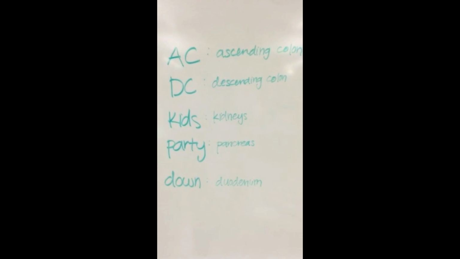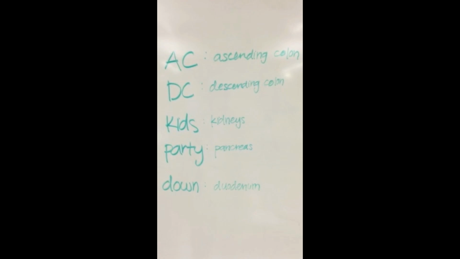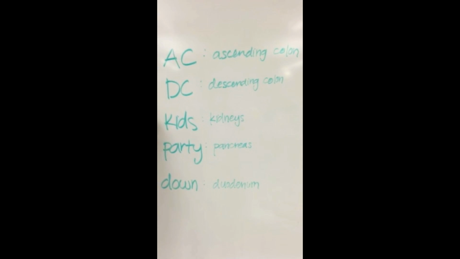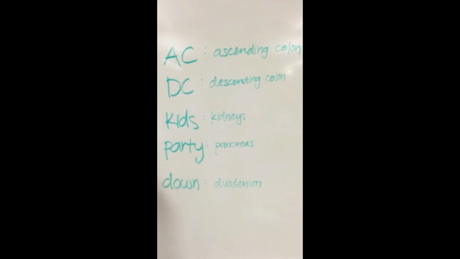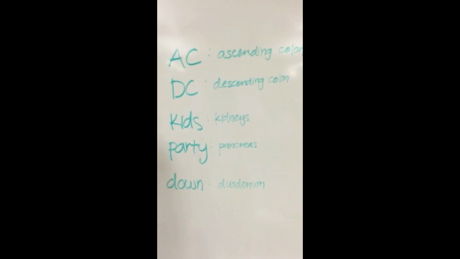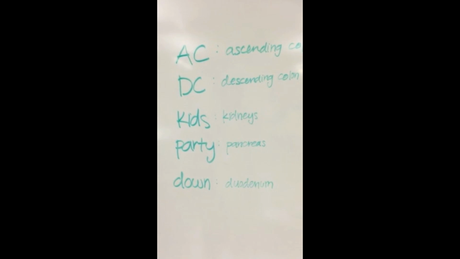ACDC, Kids Party Down, is a mnemonic used to know which organs are retroperitoneal. AC stands for ascending colon, DC for descending colon, kidneys, pancreas, duodenum. ACDC, Kids Party Down. All retroperitoneal.